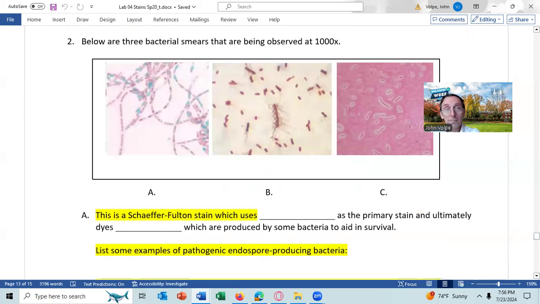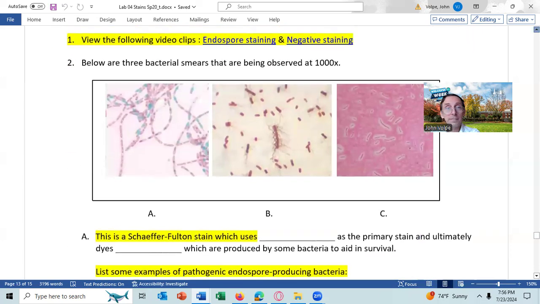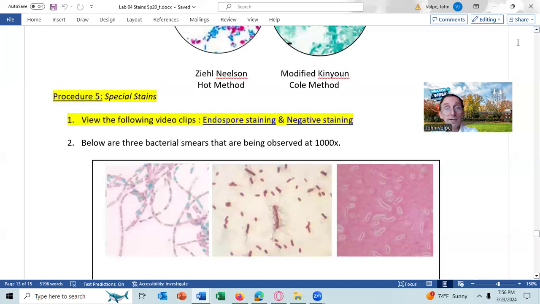All right. Oops, went a little too far. Procedure 5 is looking at special stains. View the video clips for making endospore stain and a negative stain looking at the cell capsule.